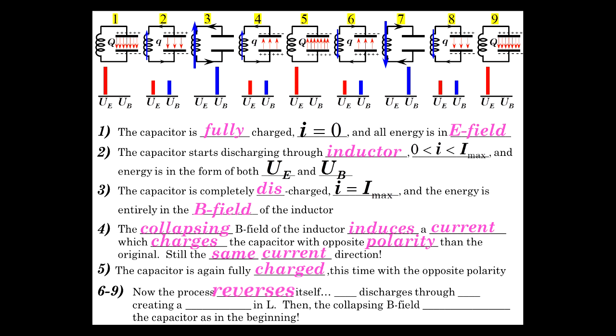Then in sequence 6 through 9, the process reverses itself. The capacitor discharges through the inductor, creating a B field in the inductor. And then as that inductor has the B field which collapses, it recharges the capacitor as it was in the beginning. And ladies and gentlemen, there it is.